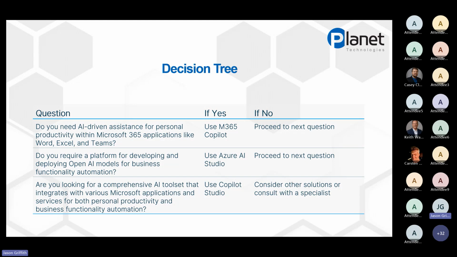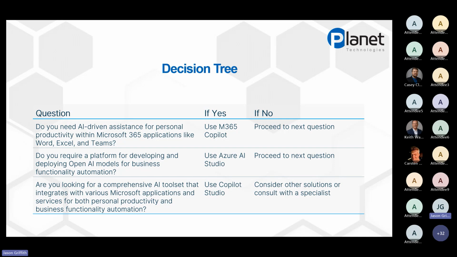But for organizations that have been down the path of deploying GCC High because of their compliance requirements through the contracts and the flow down for CUI and other scenarios, it's not available, and that time frame is still unknown. But you still want to have some of those capabilities that are available, so it would really lead to: do you require a platform for developing and deploying OpenAI models for business functionality automation? And today, we're going to focus around Azure AI Studio and those capability sets.